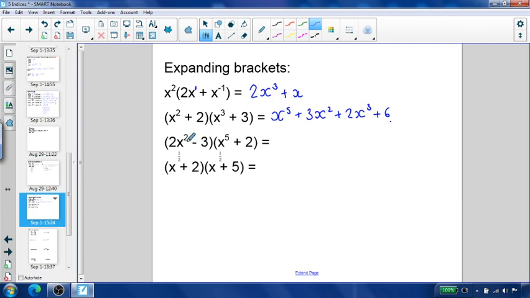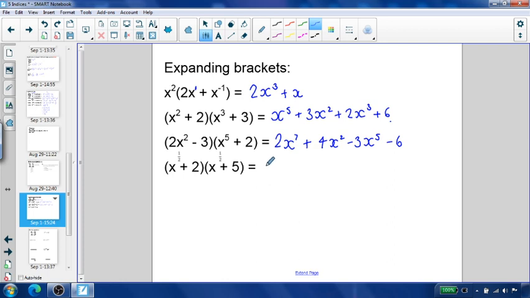Let's have a look at this one. 2x squared multiplied by x to the power of 5 is going to be 2x to the 2 add 5, which is 2x to the power of 7. And then 2x squared add 2. So multiply those two together, we're going to have 4x squared. Then we've got minus 3 multiplied by x to the power of 5, so minus 3x to the power of 5. And then minus 3 multiplied by 2, so we've got minus 6. Again, there's nothing I can collect, and I'm going to leave it as this.